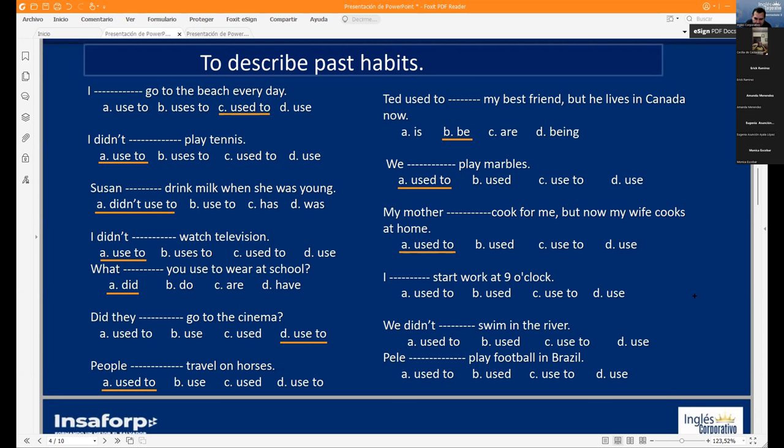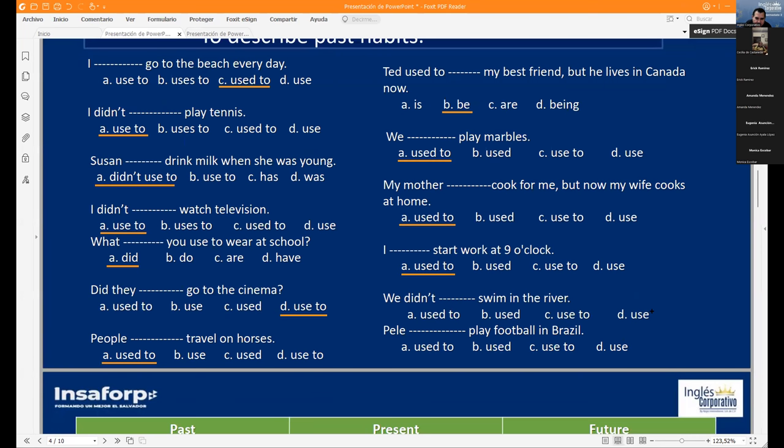I think it's the C. I used to start work at 9 o'clock. Letter C? It's not letter A. The problem with letter C is that we have a D. Okay, it's past habit. You're right. We are talking about past habits. Yes, past habits. I used to start work at 9 o'clock. Okay, the next one.